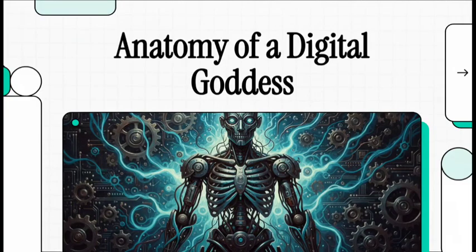You know, when we think about code, we usually picture static, lifeless instructions. But what if we're looking at it all wrong? What if it's actually a blueprint for something alive? In this explainer, we're going to tear down a system that feels less like a program and more like a fully autonomous digital entity. We're going to explore the anatomy of what its own creators call a digital goddess.